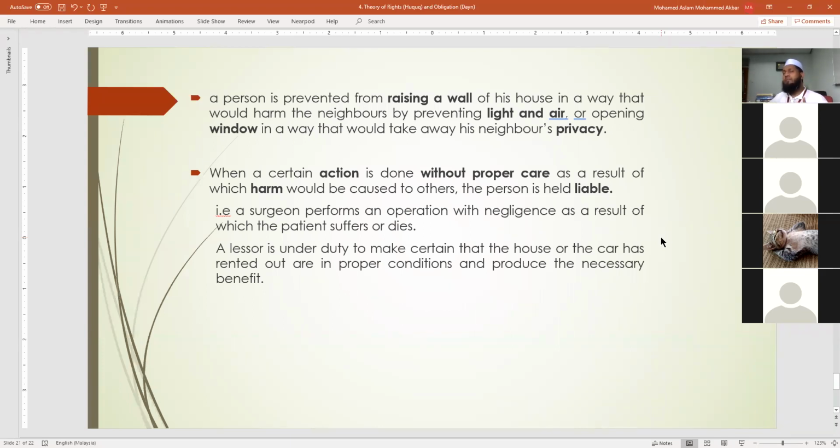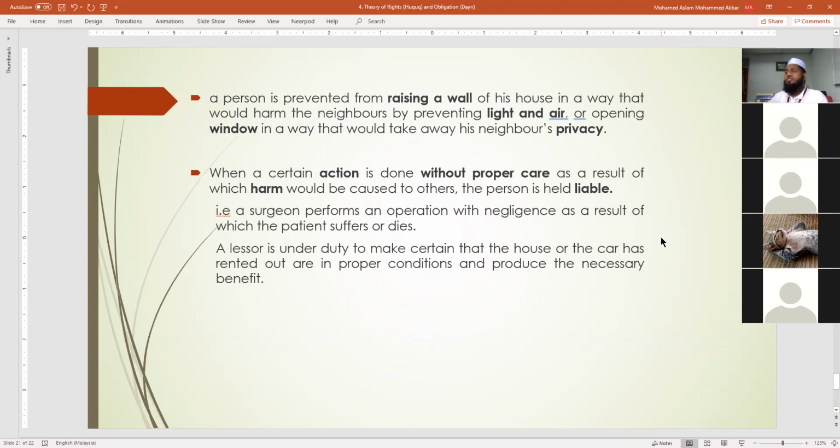But by building in my own place, let's say I'm raising the wall, because of that I'm preventing light and air, or I'm preventing the opening of a window. These things usually come when they have the houses together, right? And then I cannot put a window in front of somebody's house so that I affect the privacy. I need to think about people's privacy as well.